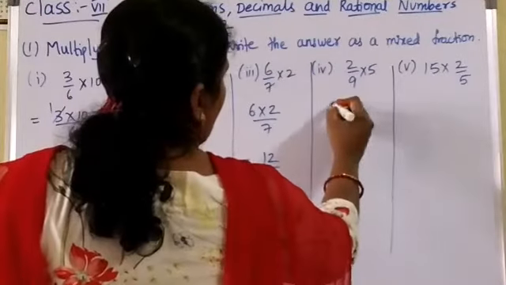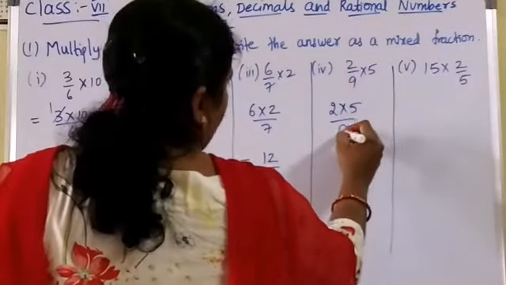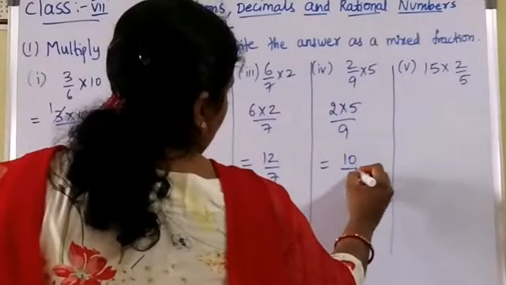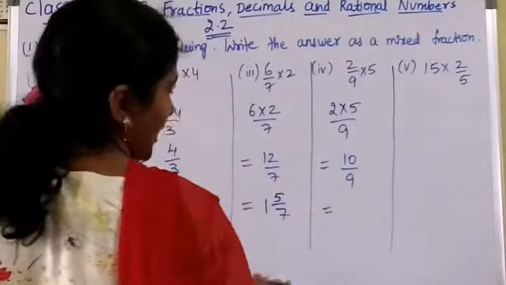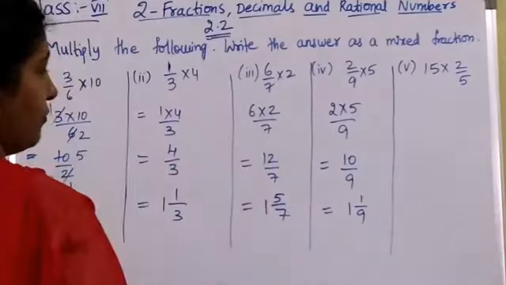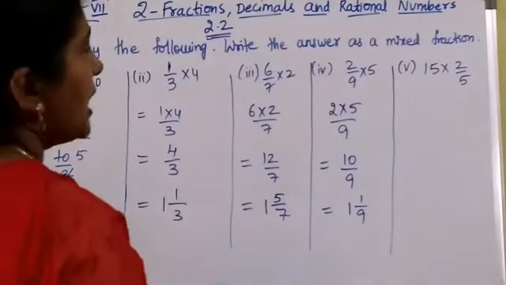Next here. 2 into 5 by 9. Any cancellation possible here? No. So 2 5s are 10. 10 by 9. It is an improper fraction again. So 9 1s are 9. 1 left over. 1 by 9. 1 1 by 9 is the answer.